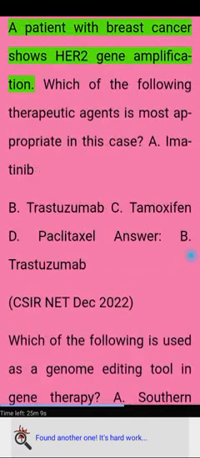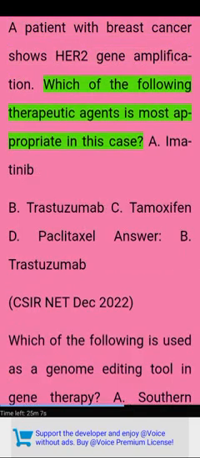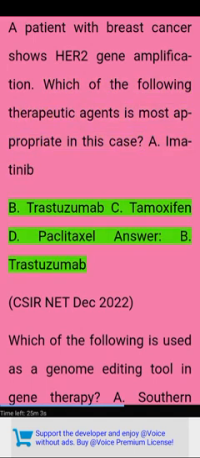CSIR-NET June 2019. A patient with breast cancer shows HER2 gene amplification. Which of the following therapeutic agents is most appropriate in this case? A. Imatinib. B. Trastuzumab. C. Tamoxifen. D. Paclitaxel. Answer: B.